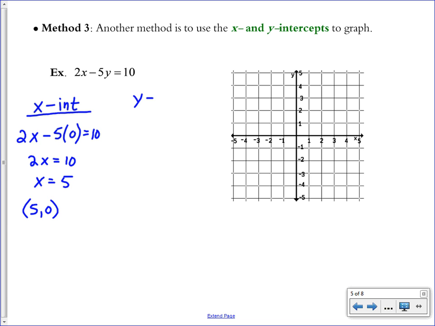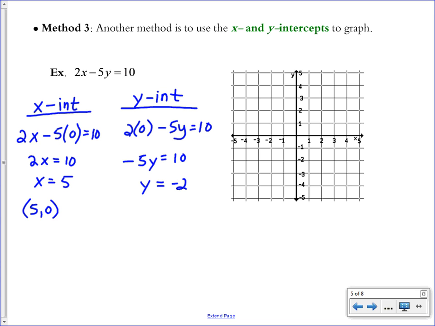And then for my y-intercept, I'm going to do the opposite. I'm going to change x to 0. Again, I don't normally show that first step because when I multiply something by 0, that term is just going to go away. So I'm left with negative 5y equals 10 and y equals negative 2. So I know I have a y-intercept at 0, -2. Put those 2 points on the graph, 0, -2, and 5, 0, connect them, and there's the line.